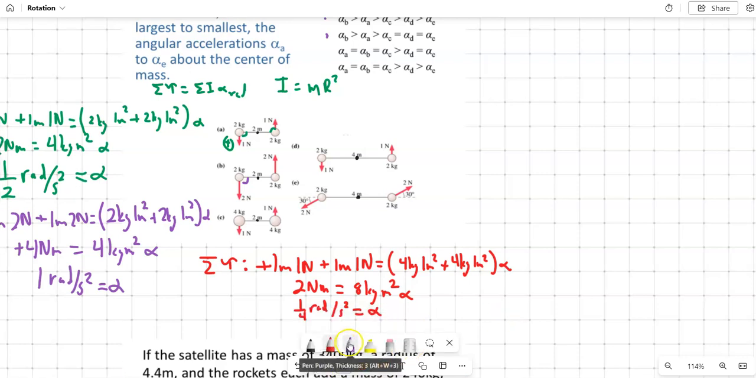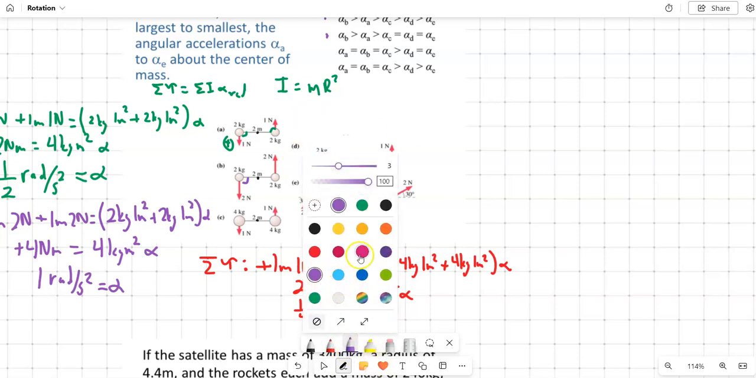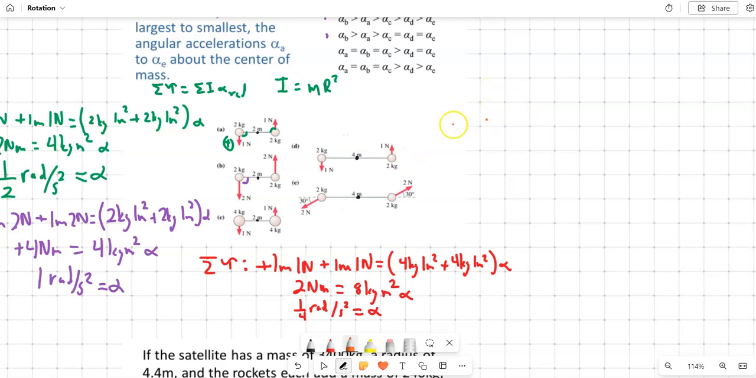Let's do part D. So part D, let's use kind of orange. Is that orange? That looks orange. So part D is going to be orange. So we're going to sum our torques for part D.